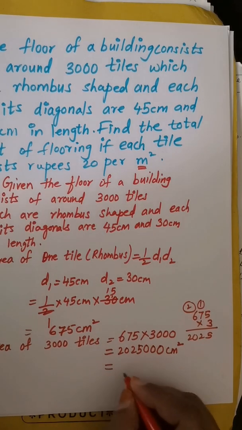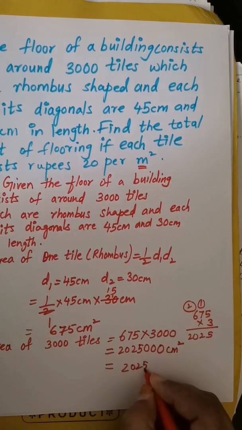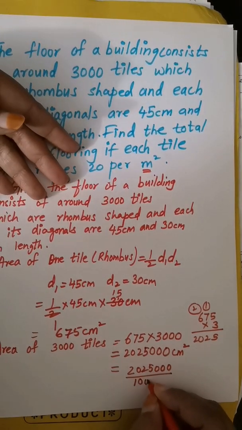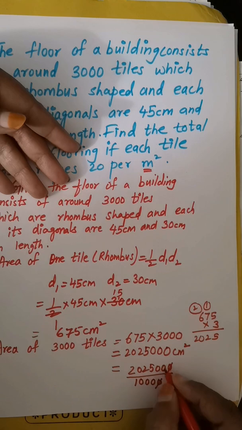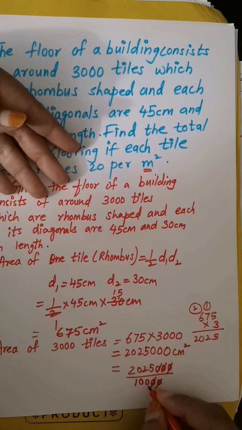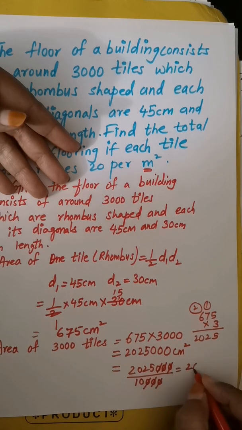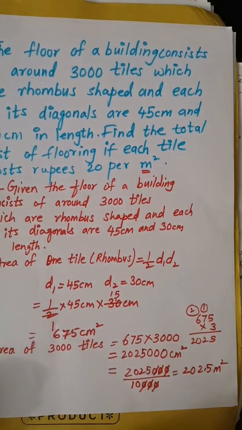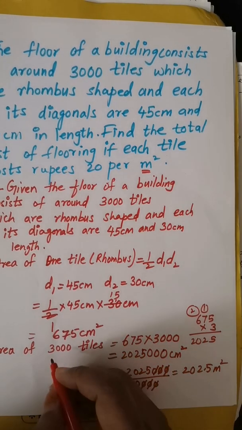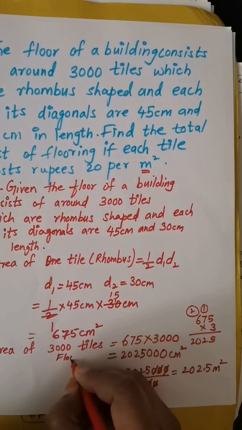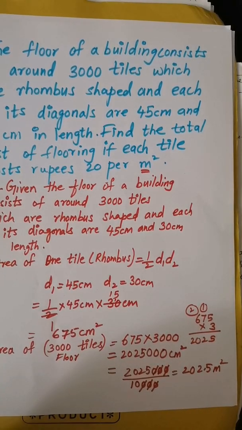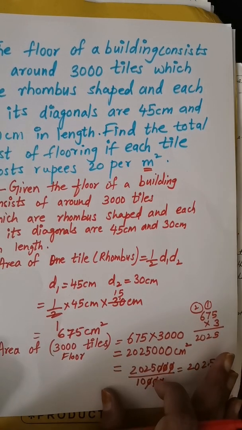To convert it into meter square we have to divide it by 10,000. This 0, this 0, this 0, this 0, this 0, this 0 by 10 means it will be 202.5 meter square. This is the area of 3000 tiles, that is, this is the area of the floor, 202.5 meter square.